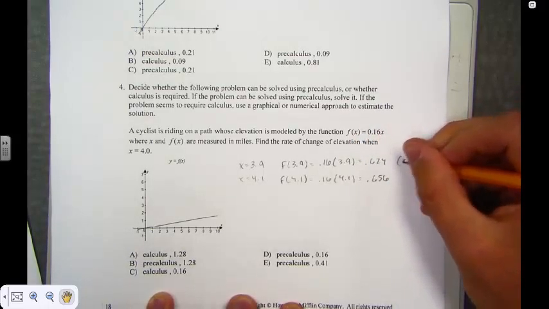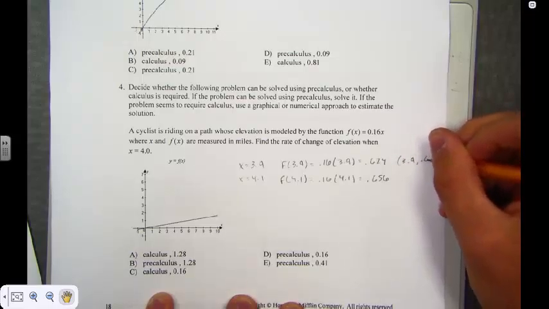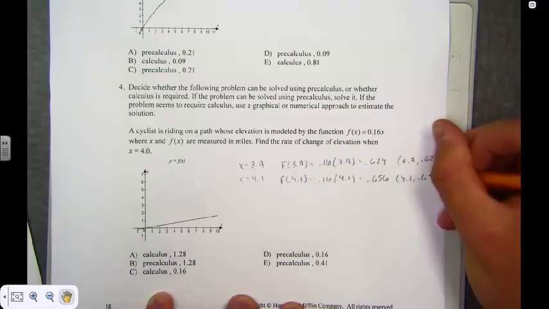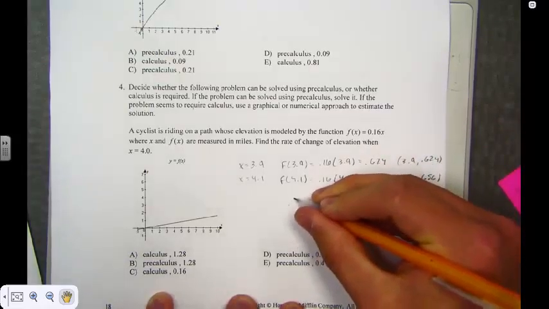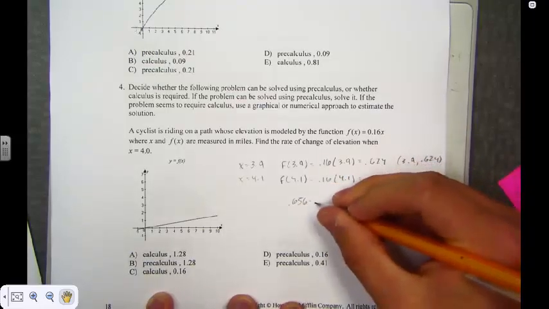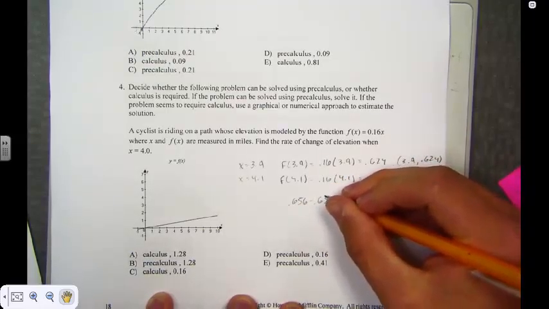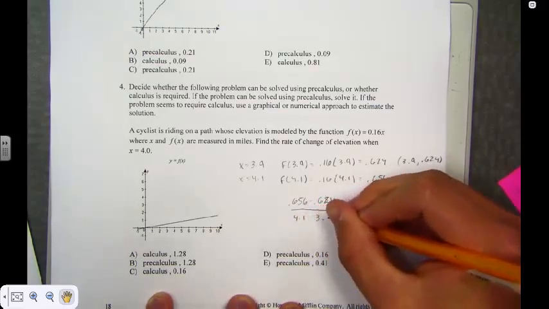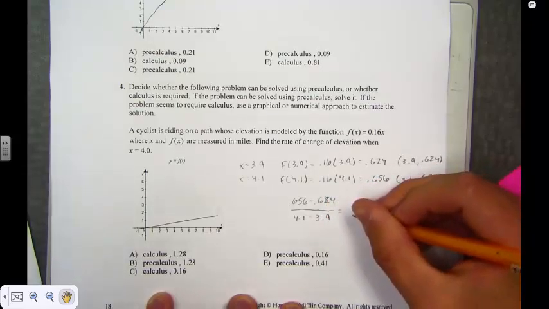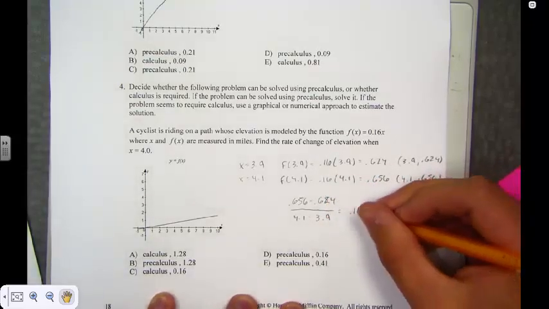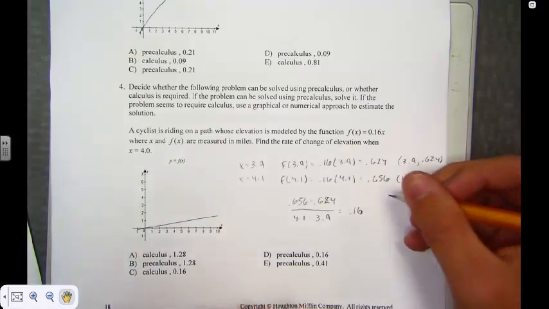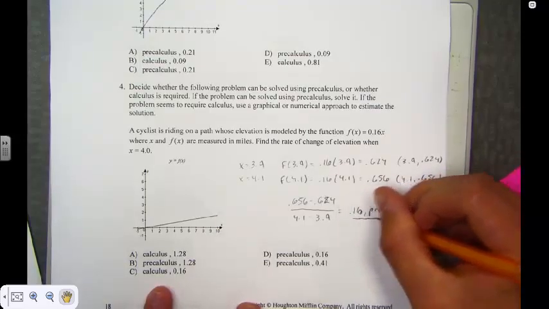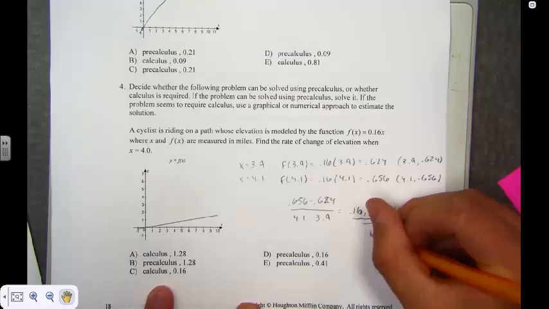So now that gives us 2 points, which is 3.9 and 0.624, and 4.1 and 0.656. Now we're going to plug it into the slope equation, y2 minus y1 over x2 minus x1. And when I did that, I got 0.16. Now since, like I said, it would require calculus to find the rate of change at one point, we did the slope. So this is using pre-calculus. Sorry, that looks really bad. And the answer is D.